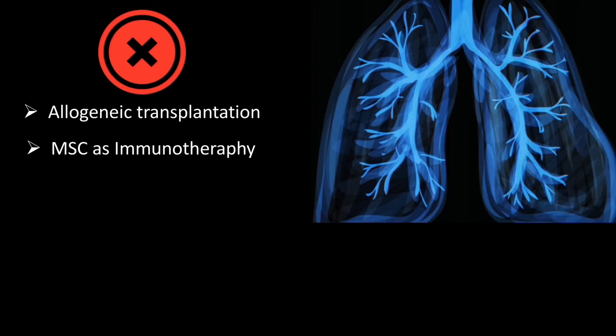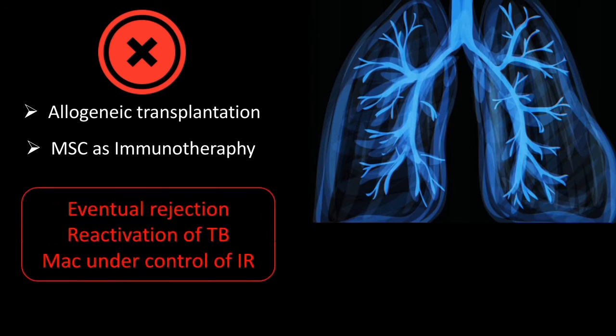But they are suggesting that allogeneic transplantation is not good, because it causes eventual rejection. They also tried MSC for immunotherapy, but they found that in the reactivation of tuberculosis, the macrophages produced from the mesenchymal stem cell are under the control of the host immune responses, so they can't function effectively.